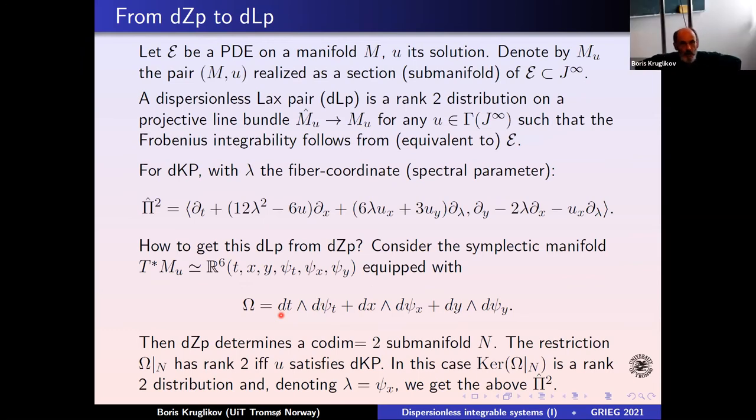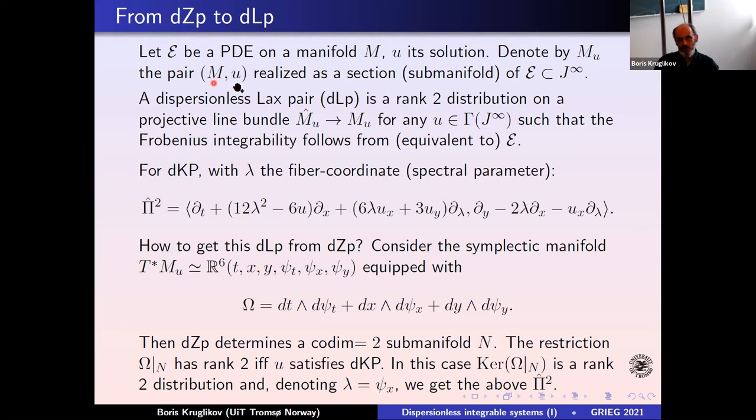Okay, so let me first say what a dispersionless Lax pair is. That's a pretty good geometric object. If we consider an equation on a manifold M and u its solution, I'd like to avoid a bit the extensive use of jet language and formal theory. So I denote by M my base manifold, where the independent variables live, plus a function. So what is a solution? A function, and M is the domain of definition of the solution.